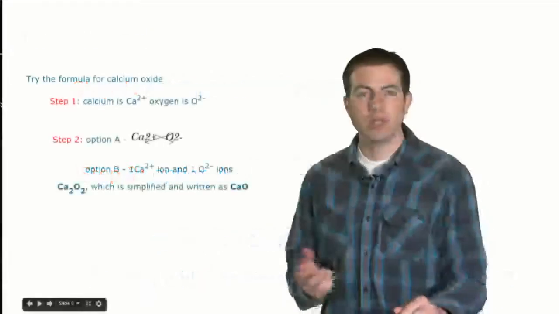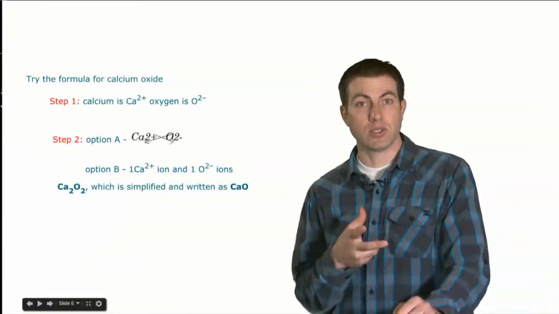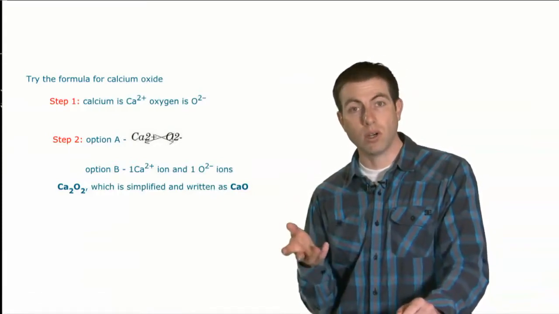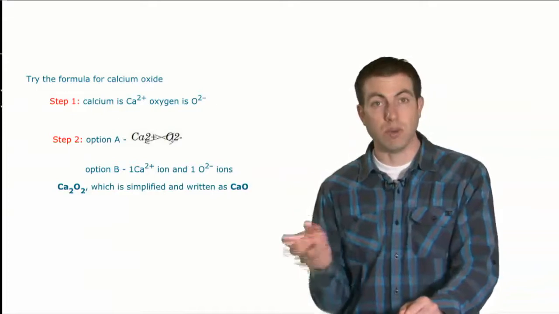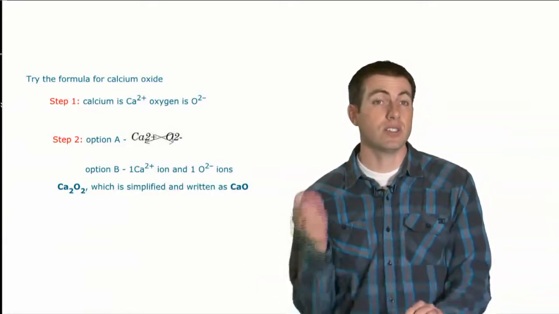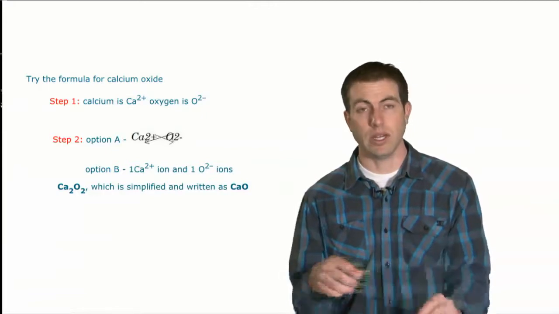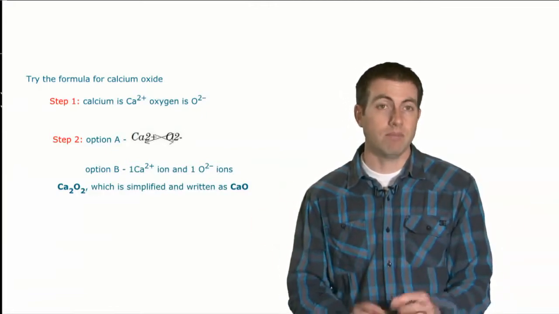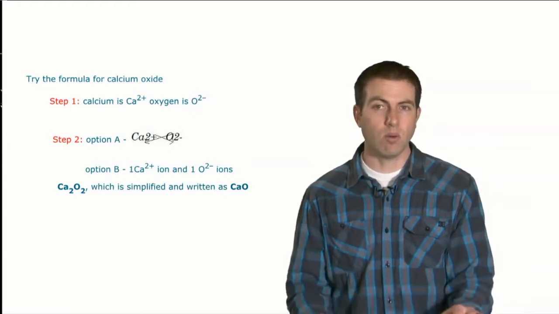So do I really need 2 calciums for 2 oxygens? If I have 2 calciums, each calcium's plus 2, that's plus 4. If I have 2 oxygens, that's 2 minus 2, that's minus 4. Is there a simpler way to do it? Well, if I just had a Ca, which is plus 2, and an O, which is minus 2, I combine those together, then the charges are balanced, and that's what I want to do.